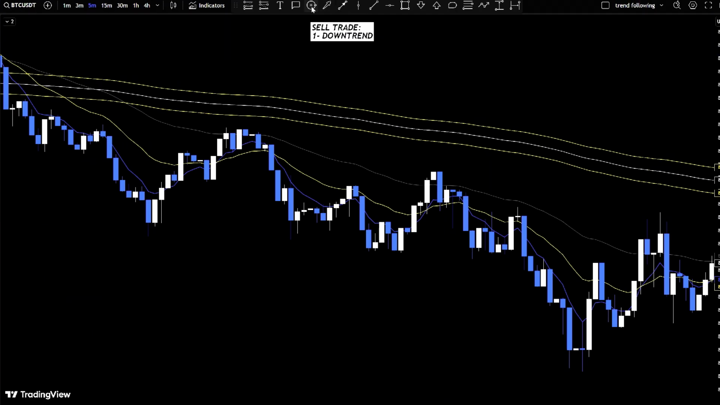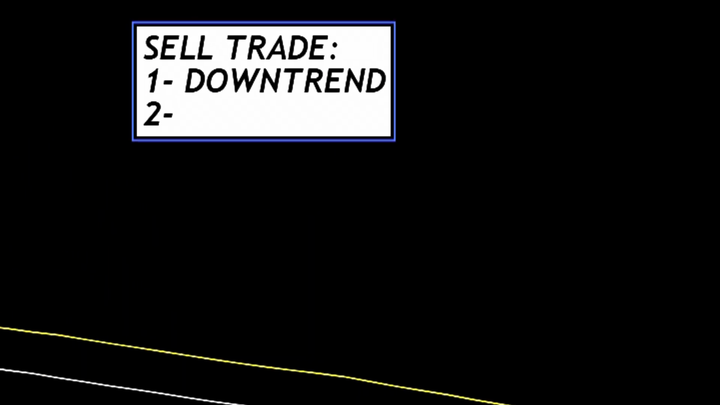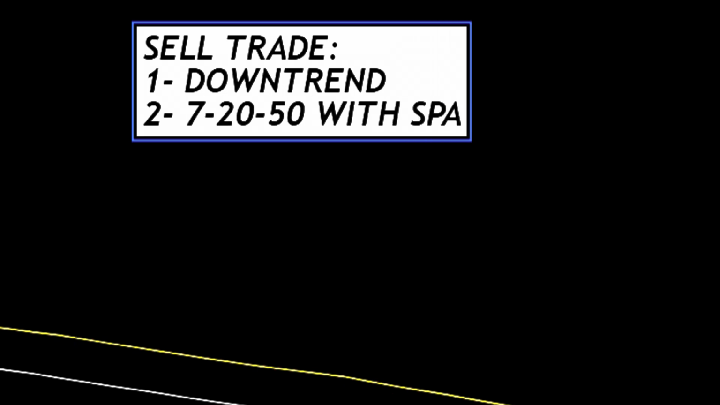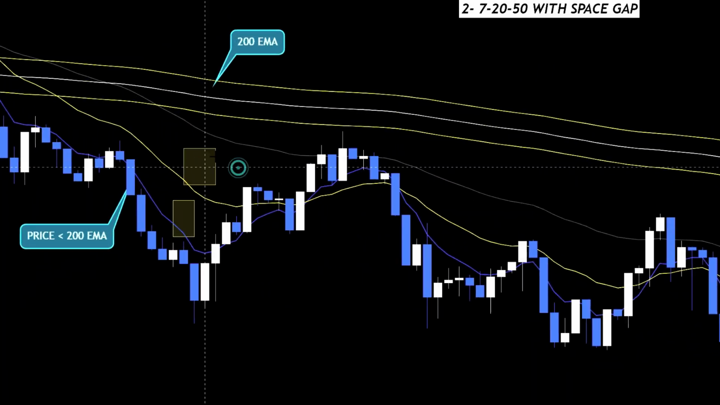Say we've confirmed a downtrend because the price is below our 200 EMA band. That's our starting point. Now, look at your chart and check out the 7, 20, and 50 EMA lines. Ideally, you'll see some space between them, like a little gap. That spacing is a good sign that the trend has momentum and it gives the price room to move.